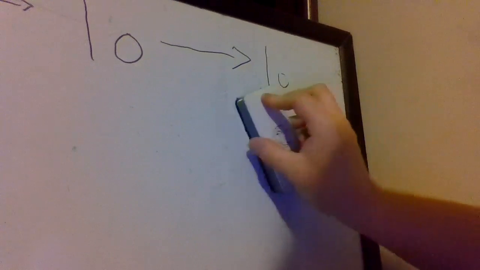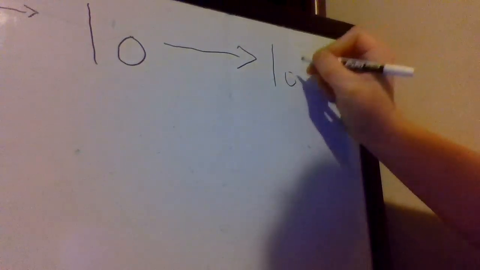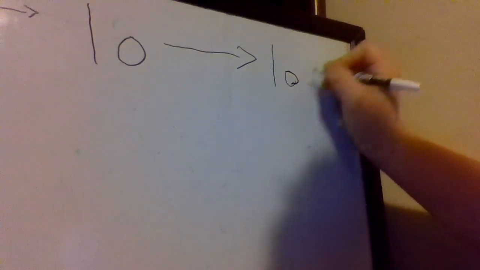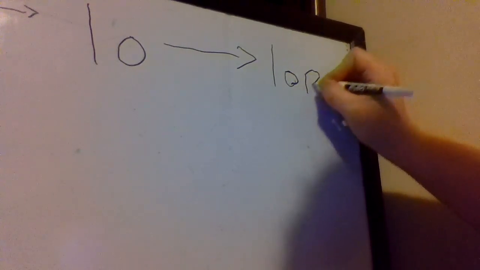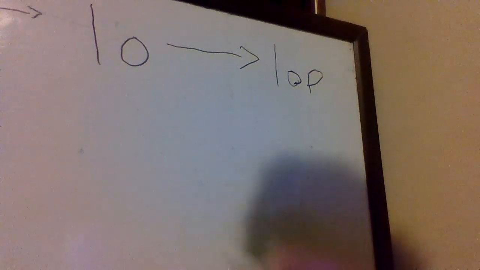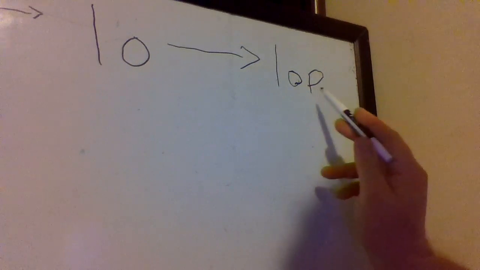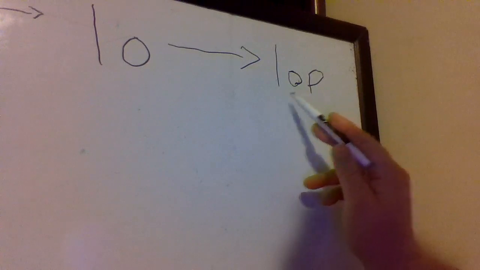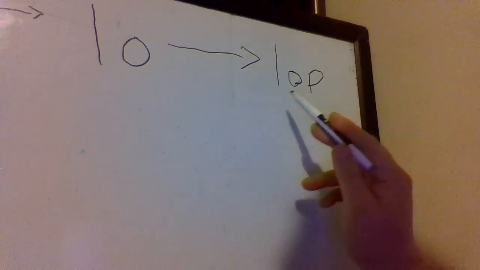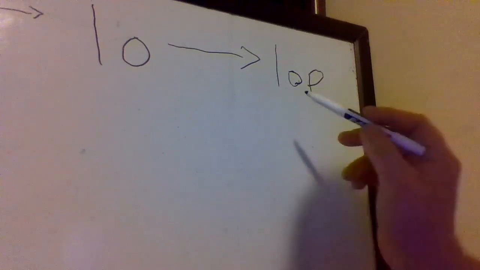All right, so let's do one more. This is going to be the nonsense word that we were talking about the other day. So let's add P, which we're going to talk about later in this video. So the P makes the P sound. L-A-P, lop, lop.